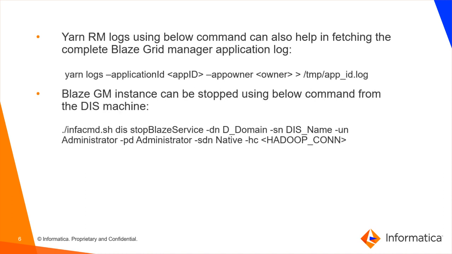There is another way to fetch the complete Blaze Grid Manager application log, that is using the yarn logs command. Once you identify the Blaze Grid Manager application ID from the yarn RM UI or from the mapping log, we can use the yarn logs command to fetch the complete Blaze Grid Manager application log in text format.